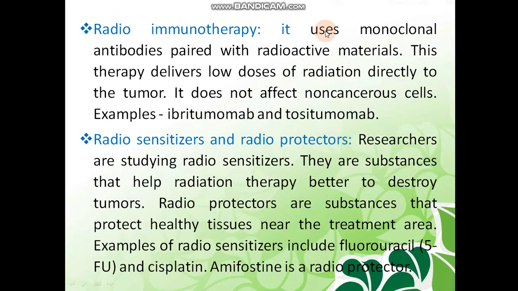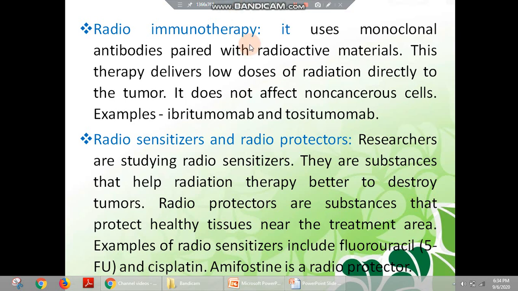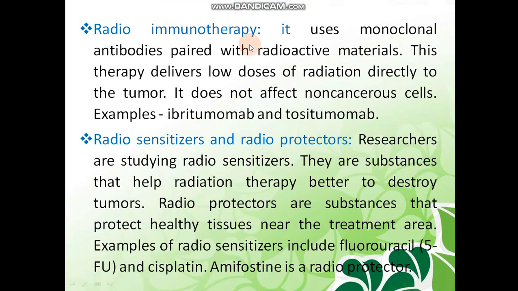Radioimmunotherapy uses monoclonal antibodies paired with radioactive materials. So what is a monoclonal antibody? These are targeted therapy. These drugs can directly go and attach to the tumor cells and kill them. It will kill only the cancer cells, unlike chemotherapy. When we give chemotherapy, it can harm both the normal cells as well as the cancer cells. But monoclonal antibodies can go directly to the cancer cells and damage them.